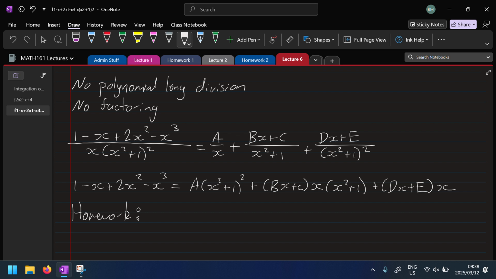Okay. So maybe substituting x equals 0 could help quite a bit. You can always do a bit of a mix. If we substitute x equals 0, this goes away, this goes away, and this is just a. This goes away, this goes away, this goes away. We're left with 1. So a equals 1. We know that already.